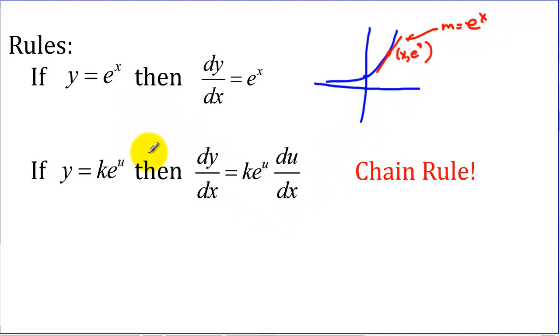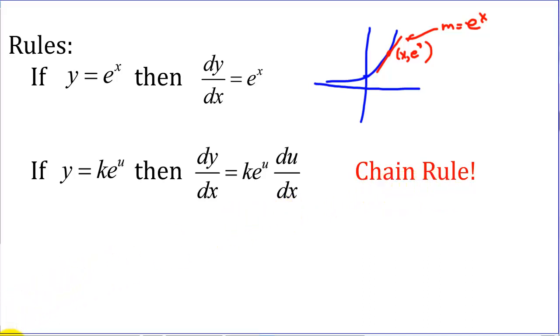Frequently, the exponent on the exponential function will be some expression u. So using the chain rule, we can have a formula for the generalized exponential function where y is some constant k times e to an expression. And when we find the derivative, it would still be k times e to that expression, but then we would have to multiply by the derivative of that expression. So again, we're using the chain rule here.